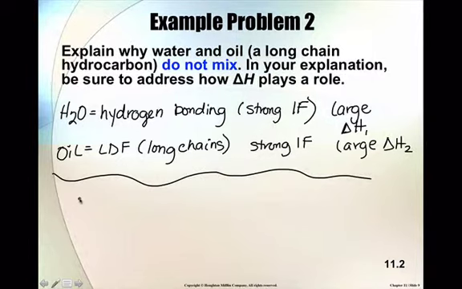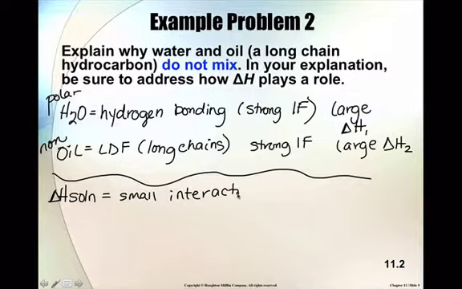Then if we want to think about the formation of the solution, delta H of the solution. Water and oil don't like each other because water is polar, oil is nonpolar. So they're not going to have a lot of interaction going on, they're going to have small interactions. Which means that our third delta H, oops, this should be delta H3, when they mix. Very small interactions means that delta H3 is going to be very small.